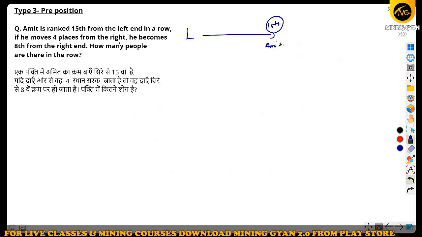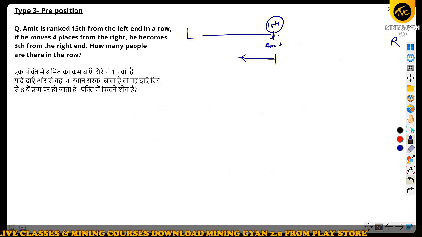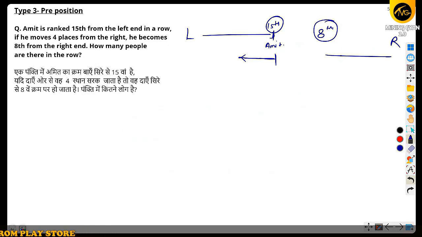If he moves 4 places from the right, suppose this is the right direction, right end, he moves 4 places from the right hand side. So this is the right direction, which is basically the right hand direction for the Amit. So he moves 4 places from the right hand side. He becomes 8th from the right end. Then he becomes 8th from right hand side.